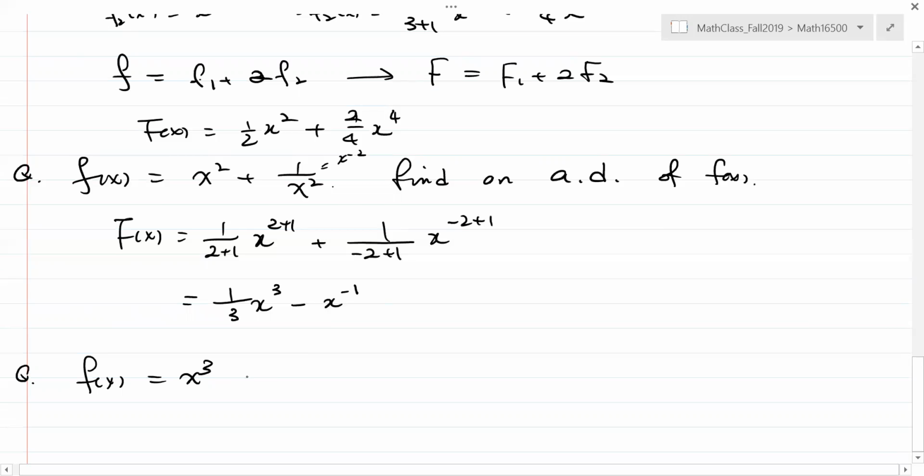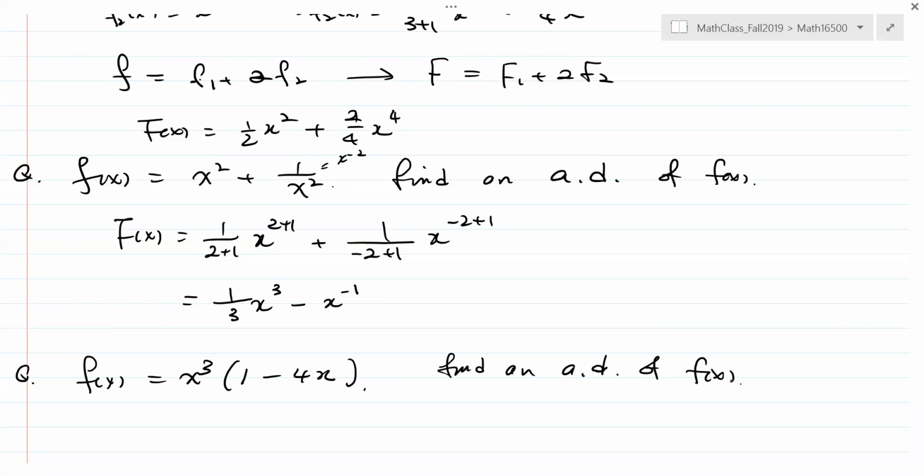Okay, so x cubed times 1 minus 4x. Find an antiderivative of this little f of x. Now this is a product of two functions. We do not have a product rule for finding antiderivatives, which means you can find the antiderivative of x cubed, and you can also find the antiderivative of 1 minus 4x, but you cannot multiply them to get the antiderivative for the product of those two functions. There is no such product rule here.